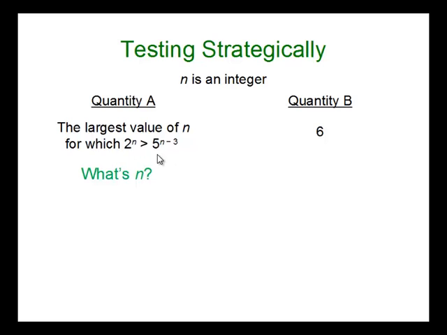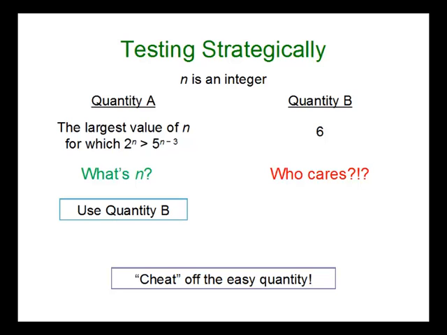It's an inequality for one thing. It's also got exponents in it with variables as the exponents and different bases. This would be a nightmare if you actually had to solve for n. You're helped a little bit by the fact that n is an integer, but it helps to think about what integers you'd want to plug. Quantity B provides that clue. We don't know exactly what n is, but we don't care. We care about its relationship to the number 6. So use quantity B, cheat off of that easy quantity. That's the first number you should plug for n.